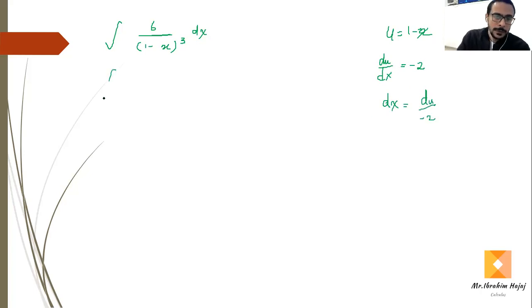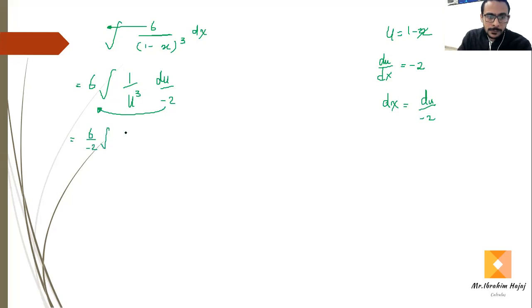The integral of 6 is a constant. We can take it outside the integral sign. It will be 6 over u cubed, multiplied by du over negative 2. We will take 1 over negative 2 to the outside.